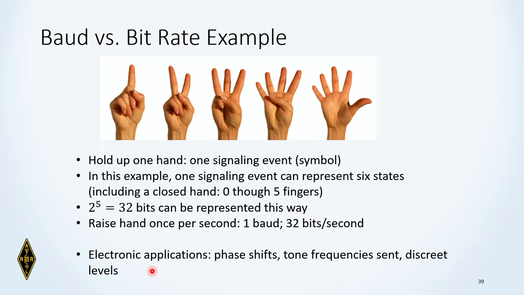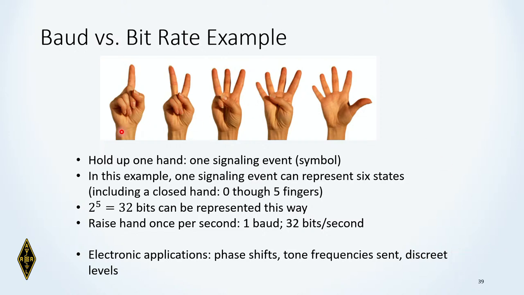Now, where do we see this in electronics? Here we're showing different numbers of fingers, but electronically, we can have phase shifts. We can have a carrier and shift its phase by 180 degrees or 90 degrees or any number of degrees. With radio teletype, for example, we're alternating between two frequencies. In discrete levels, we can combine changes in amplitude, frequency, and phase shifts to get a very complicated modulation system that can transmit quite a large number of bits for each signaling event.